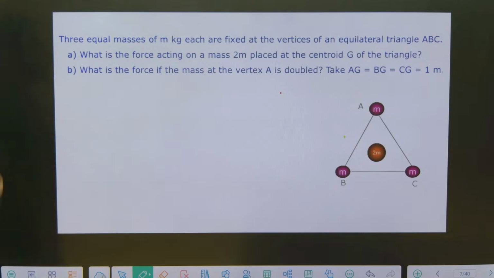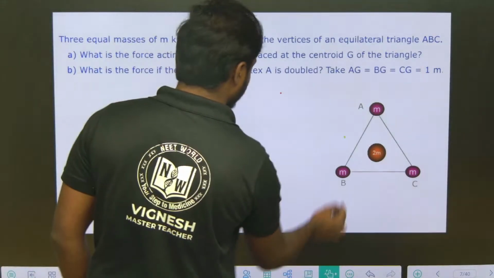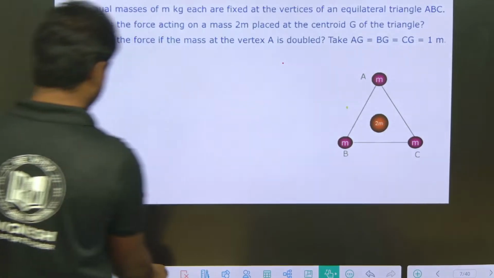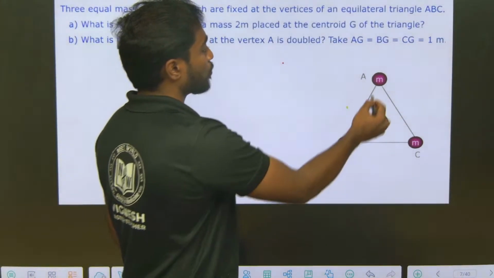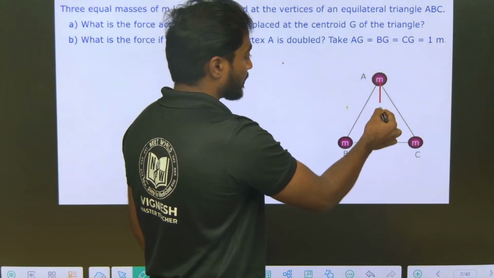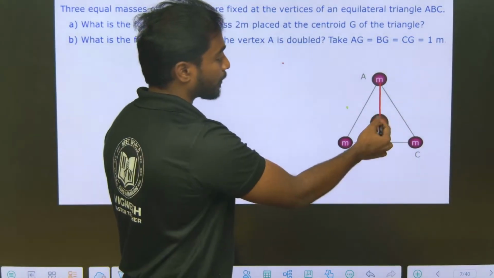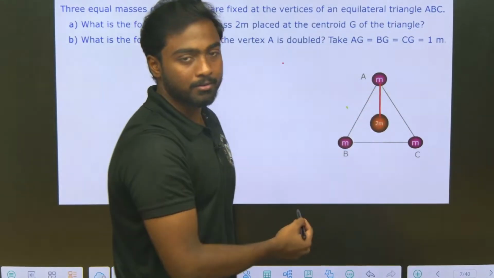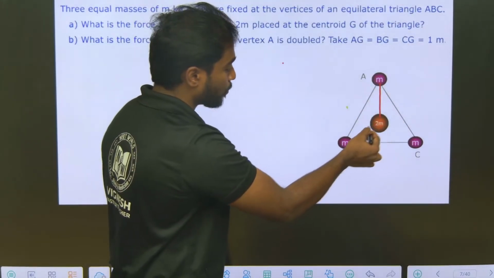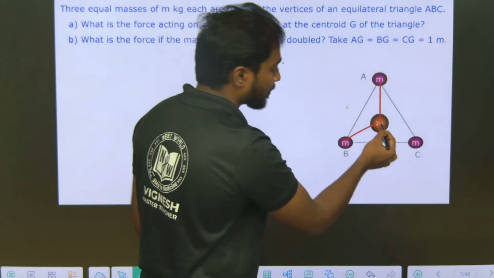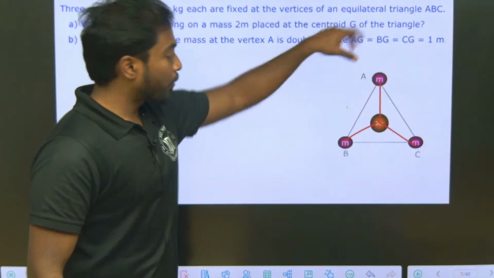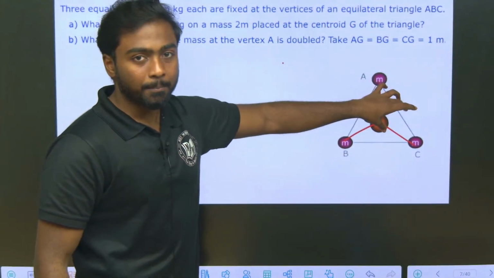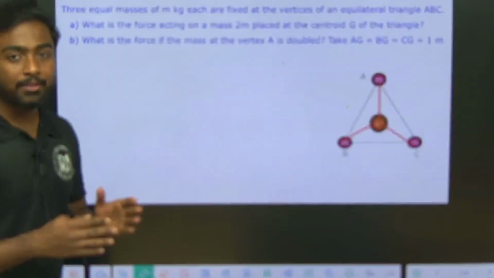Okay, so let us solve this question now. If I talk about these two objects, there will be a force between the centroid mass 2m and the vertex A, and if I consider these two, they will have separate forces, and these two also separate forces. So every point will act on this 2m object, right. Now I need to calculate the force separately.